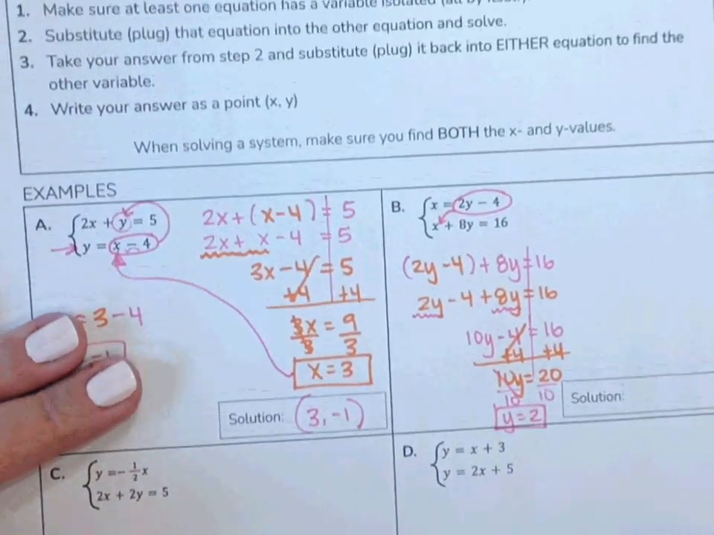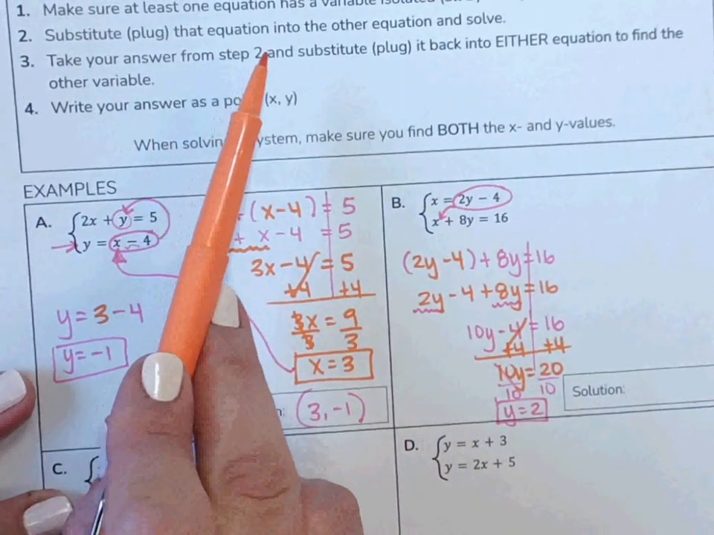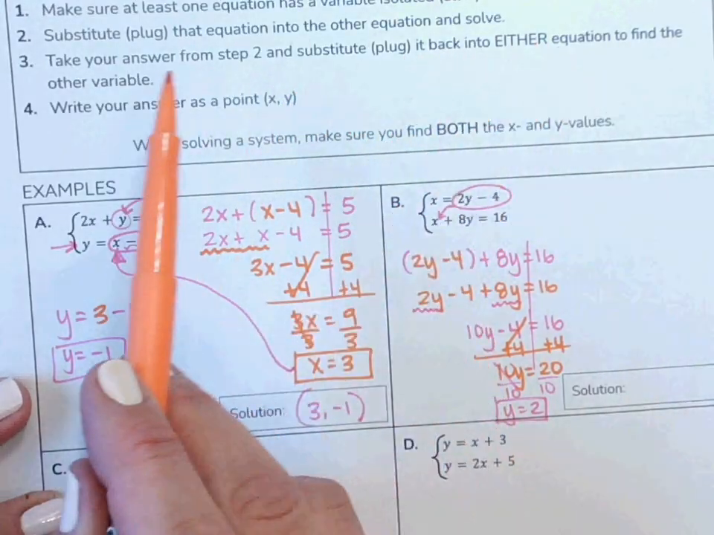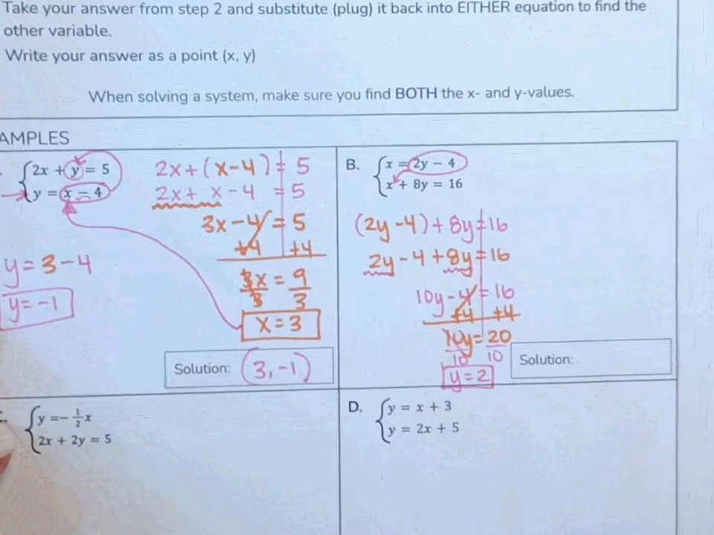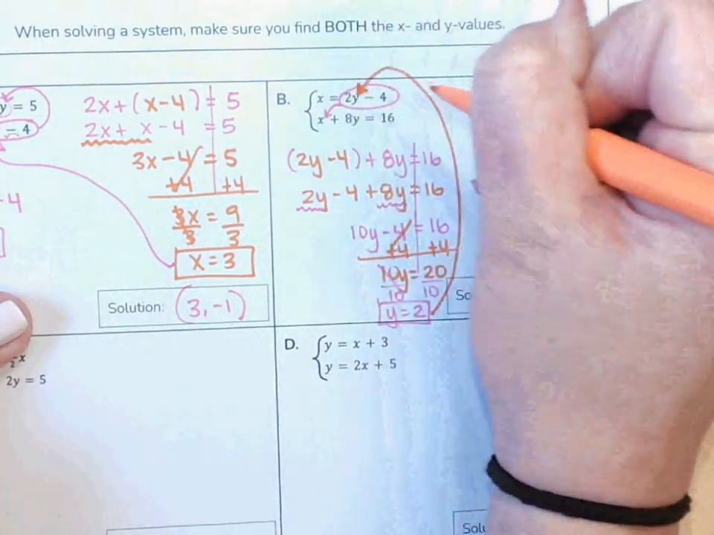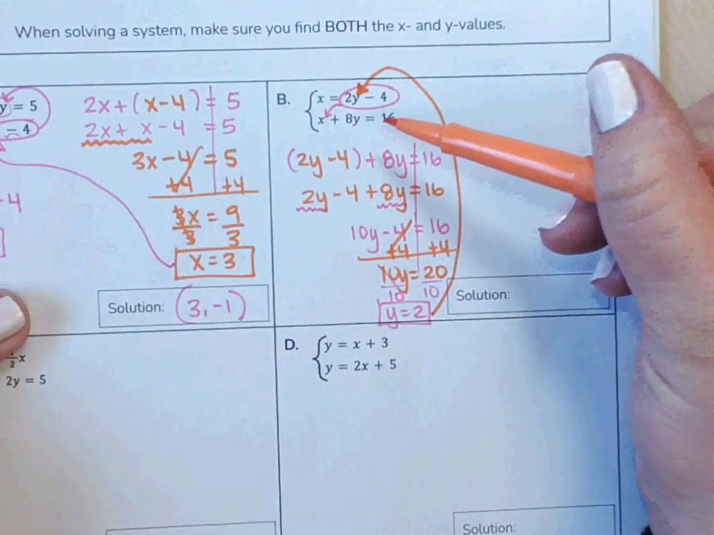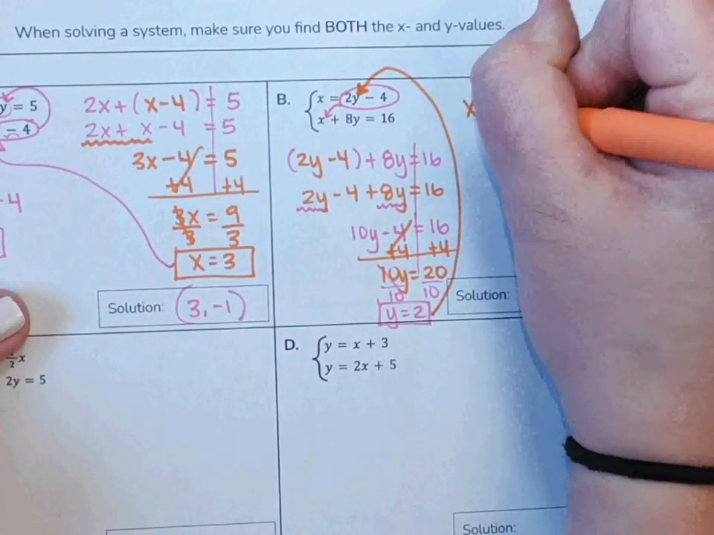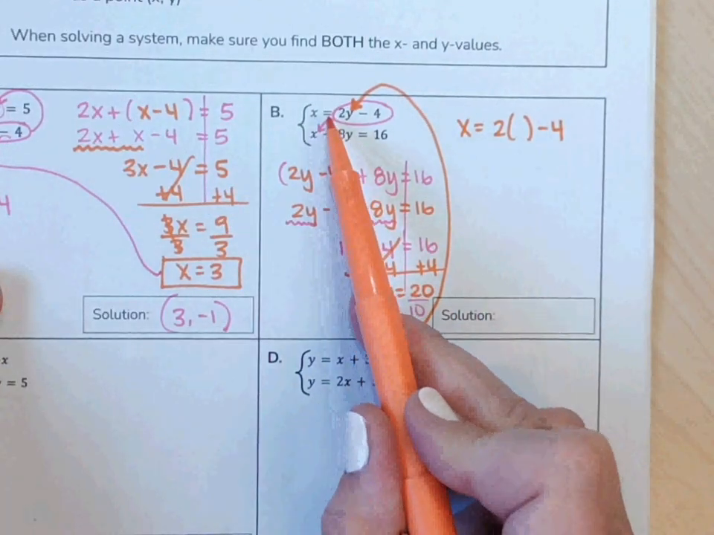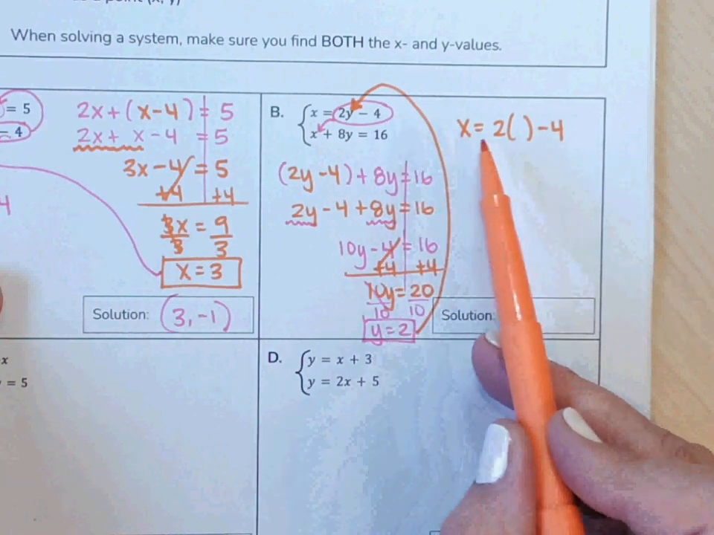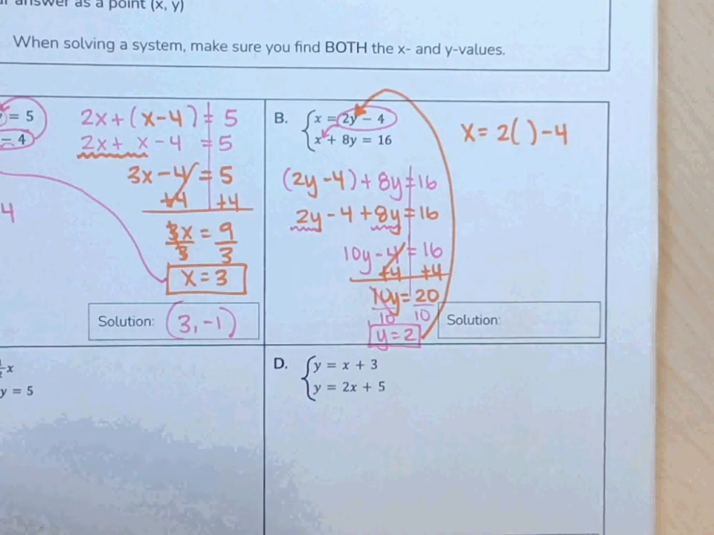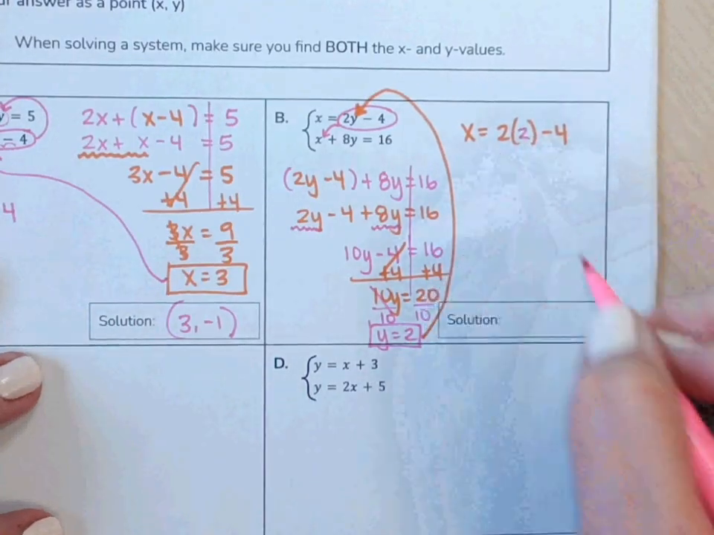But if I'm following my steps, it says take your answer from the previous step and substitute it back into either equation to find the other variable. So I'm going to plug this guy back into the top because in my opinion that's the easier one, but you can plug it into the bottom and we should get the same exact answer. Instead of x equals 2y minus 4, I have x equals 2 empty parentheses minus 4. And I'm going to plug in the 2 where the y is supposed to be.